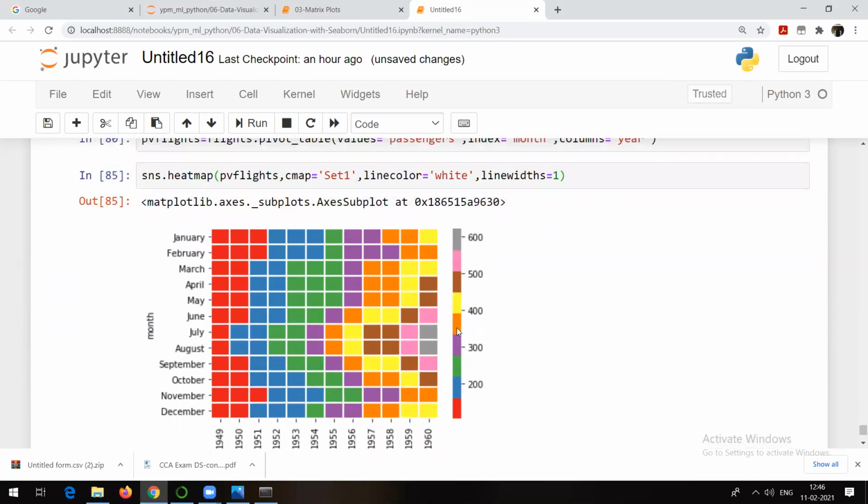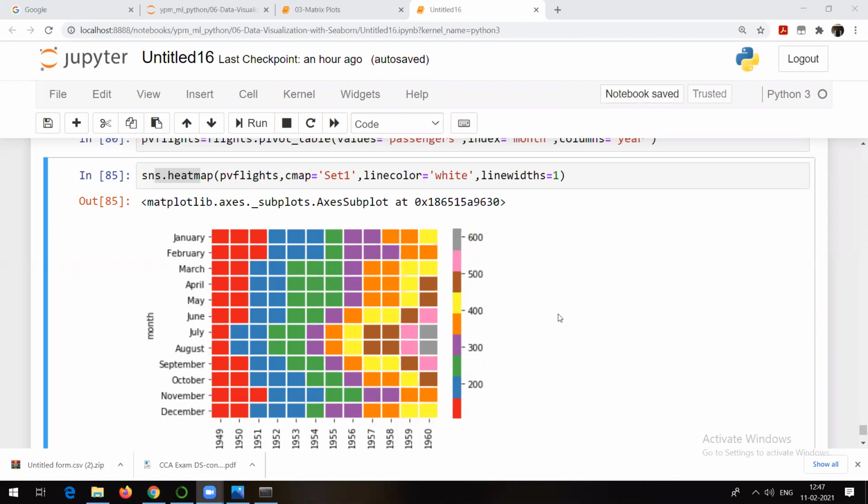So it's like a matrix only, right? Again, the same thing you can interpret. You can just change the color and all those things. See this one, the highest value. That means these two are the years in which maximum passengers traveled, and so on. And in 1949, the lowest number of passengers traveled in all the months.